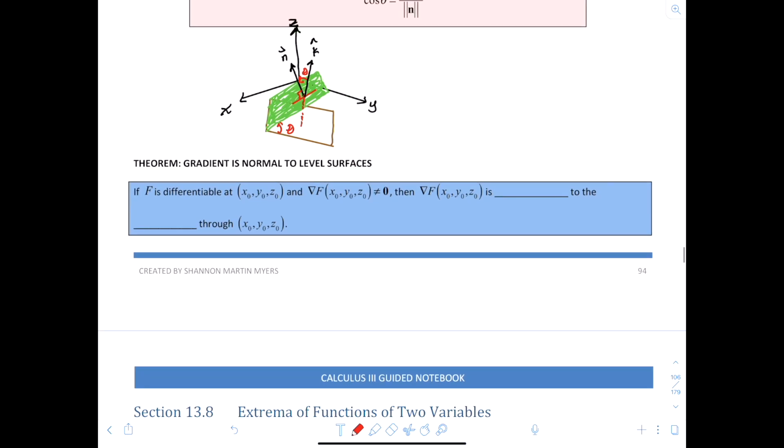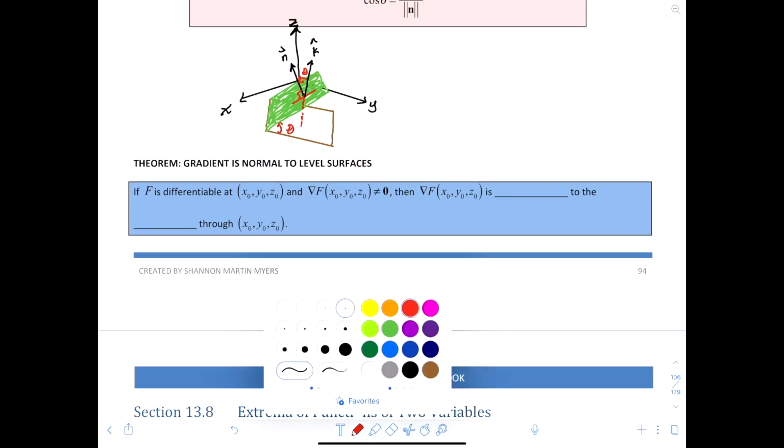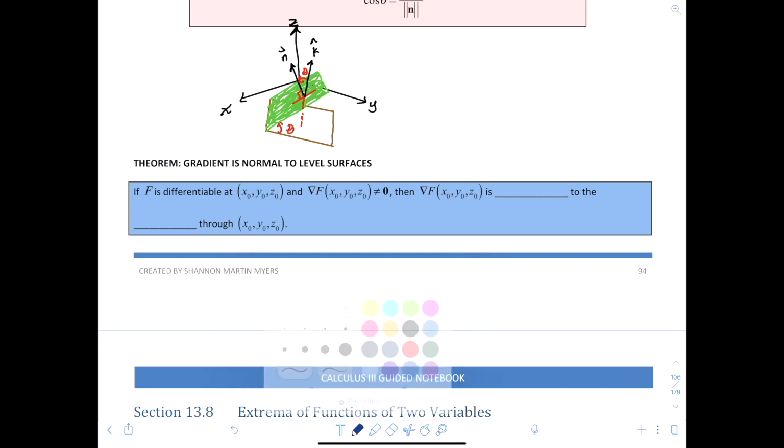So here we go. Last theorem here. The gradient is normal to level surfaces. So if f is differentiable at x0, y0, z0, and del f at x0, y0, z0 is not the zero vector, then del f at x0, y0, z0 is normal to the level surface through x0, y0, and z0.